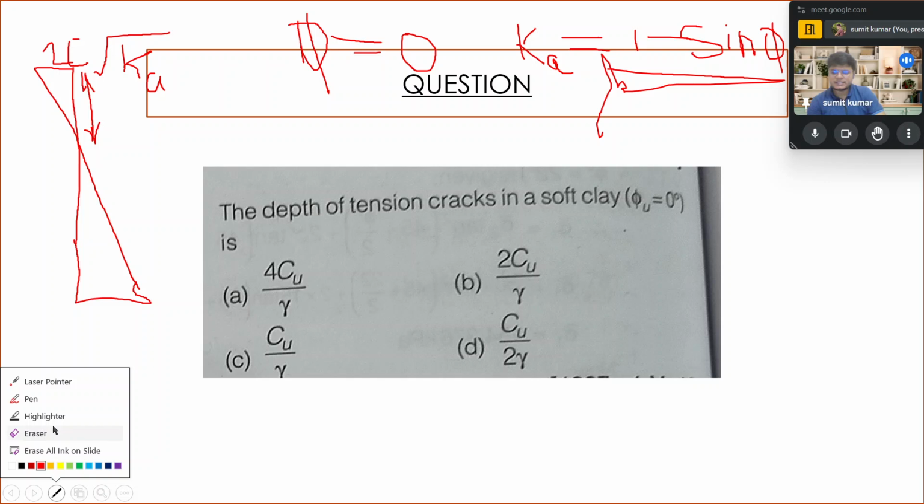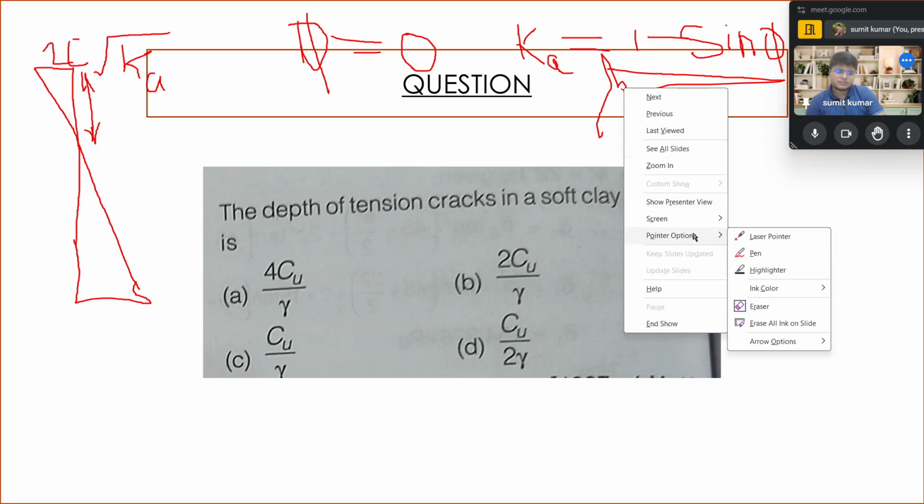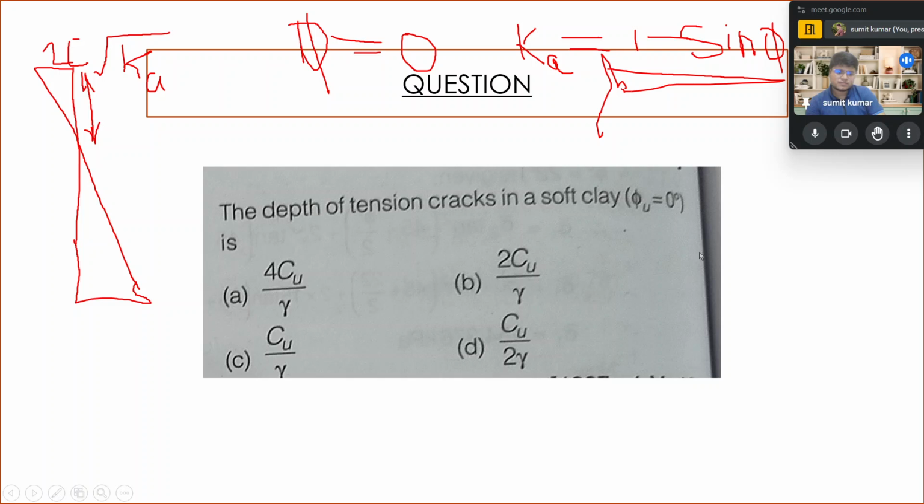Okay, I will need an eraser. Why is it not working? Sorry.